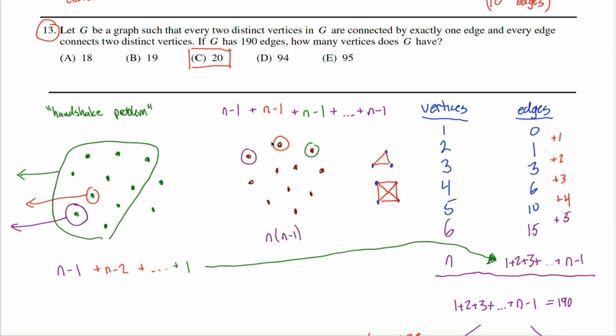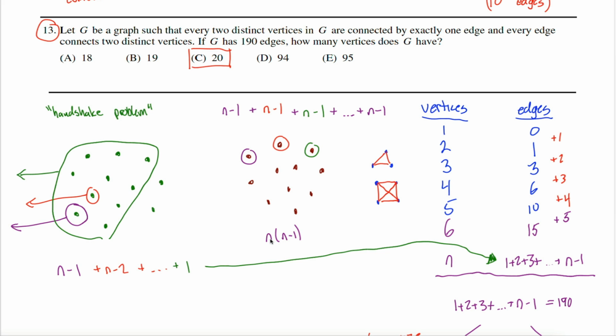For example, purple and red shook hands when it was purple's turn, but then purple and red shook hands again when it was red's turn. In fact, that's true of any 2 people in this room. Every pair of people shook hands exactly 2 times. Once when it was the first person's turn, and then again when it was the second person's turn.